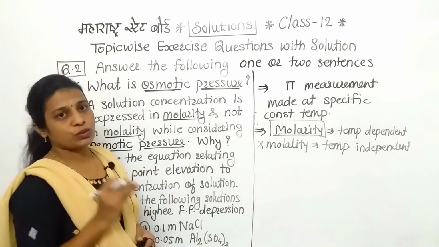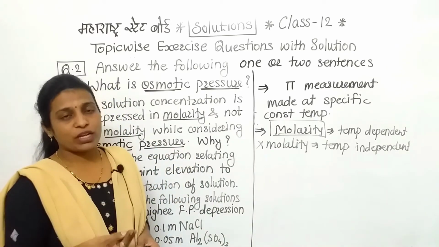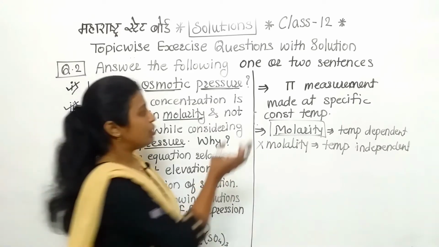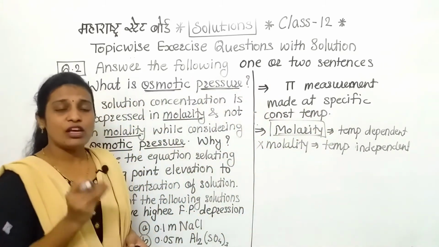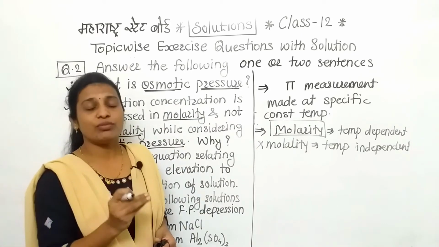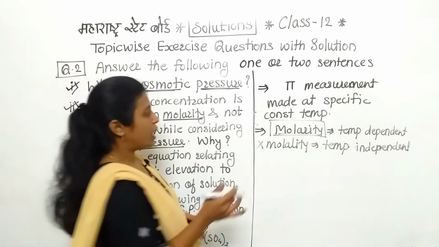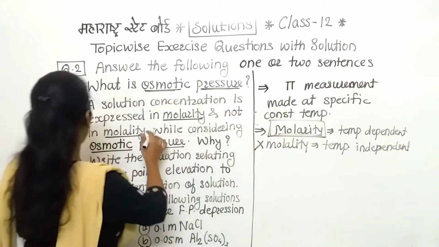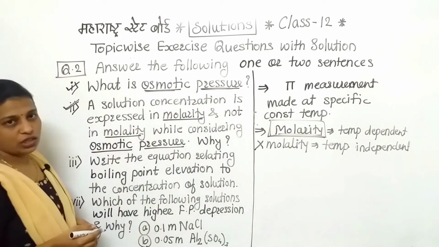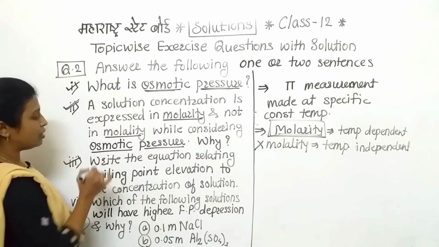If we consider osmotic pressure, that osmotic pressure is a colligative property which is measured at a specific constant temperature. It means here we require that concentration term which depends on the temperature, and that is the molarity, not the molality. So here we have completed our second question also. Now we will discuss the third question.